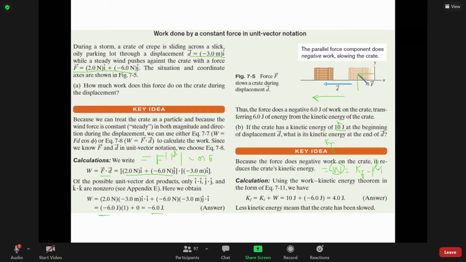Take it to the other side. It will be 10 minus 6, plus 4. So the K final is plus 4 joules, which means this wind slowed the object down, took from its energy, and made it move slower. Okay, this is good.